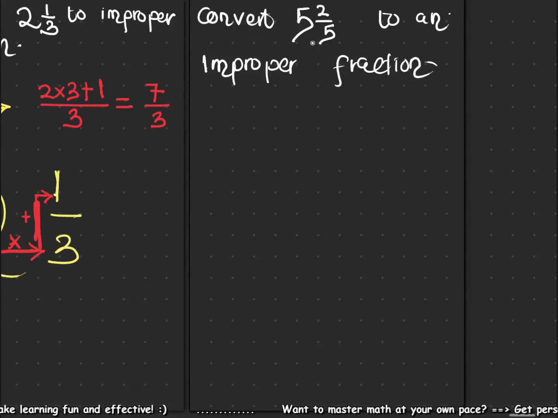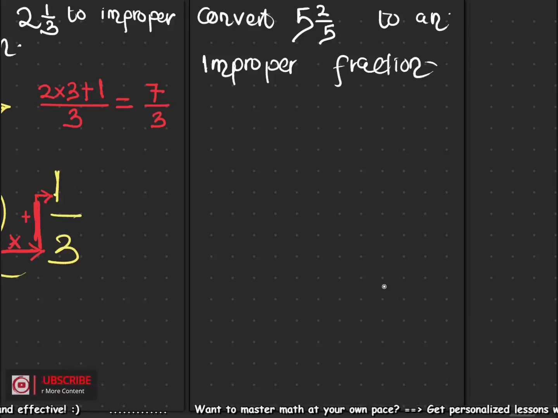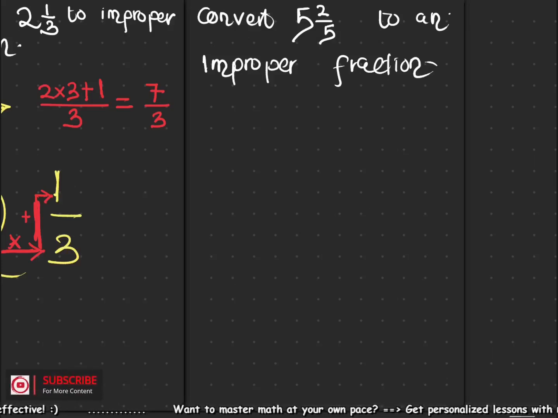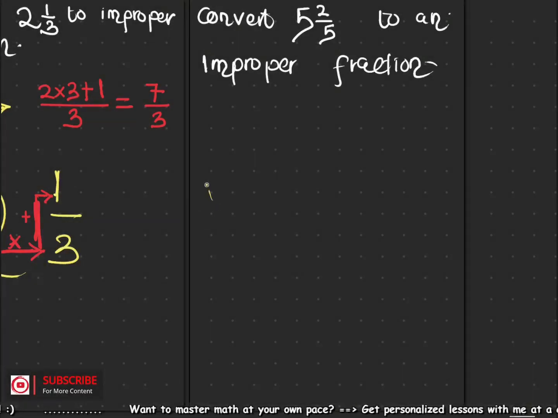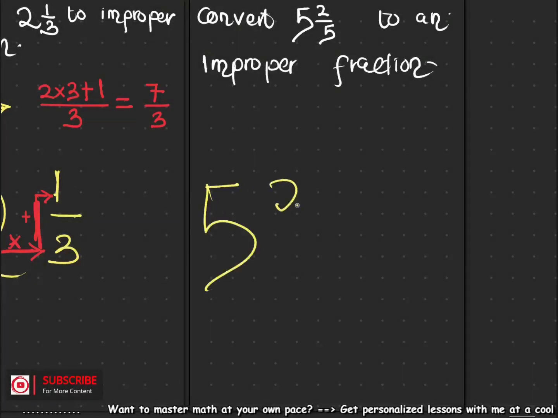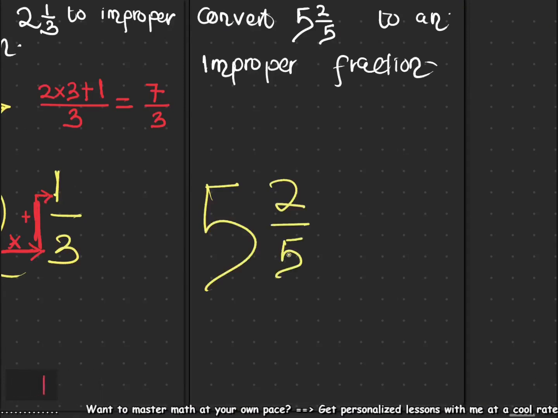So once again, we are converting to improper fraction. It says, let's convert what? 5 whole number 2 over 5. So let me write that here. We have 5 whole number 2 over 5. You are converting this to what? To an improper fraction. This is actually a mixed fraction.